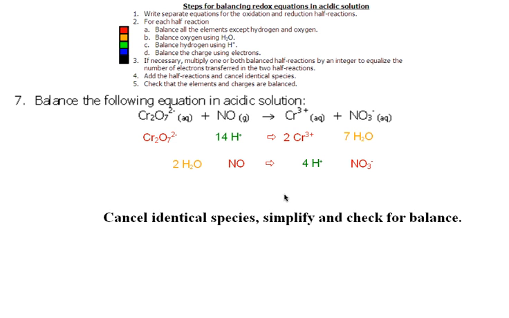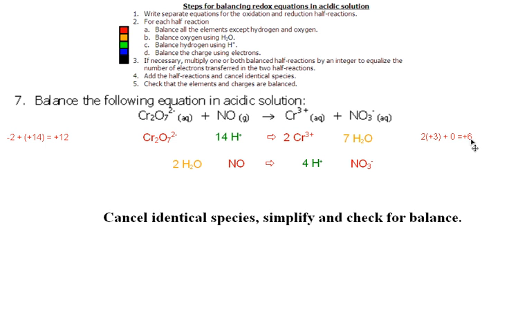And then we need to, part D, balance the charge using electrons. So here we have a -2 charge plus positive 14. Negative 2 plus positive 14. So that's negative 2 for the dichromate and positive 14 for the hydrogens. That's a combined charge of positive 12. But on the product side, we have the 2 chromiums, each with a positive 3, 2 times plus 3, and then 7 waters, and each water is a 0, so that's just plus 0. So we have a positive 6 charge.